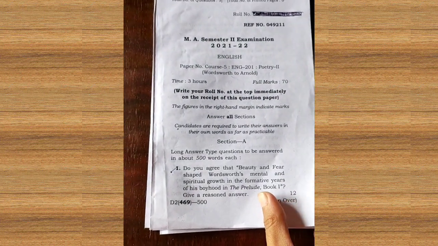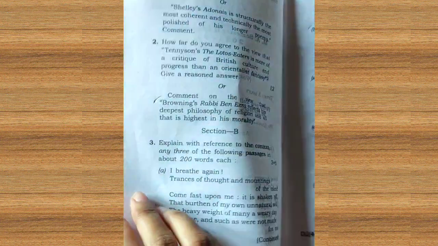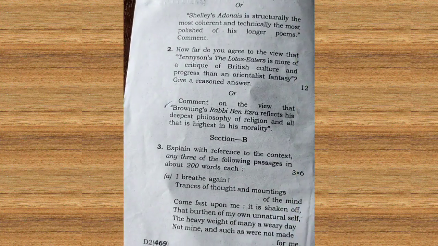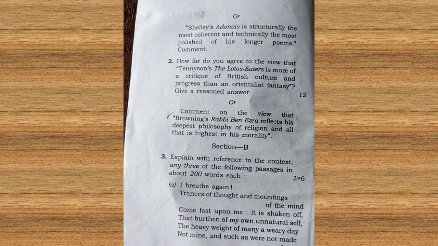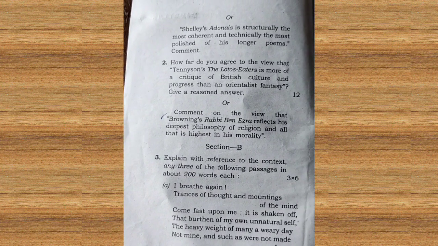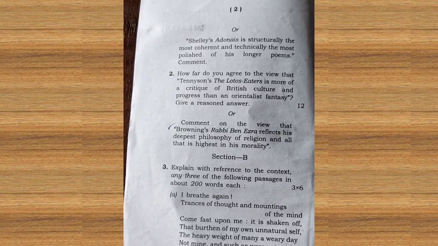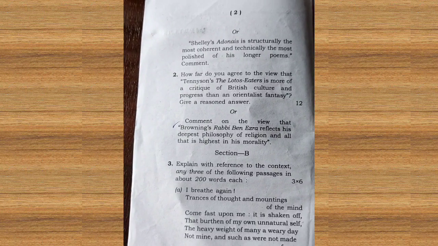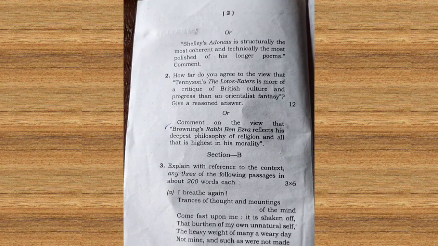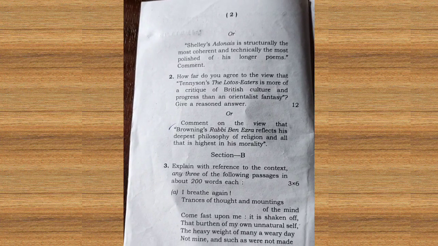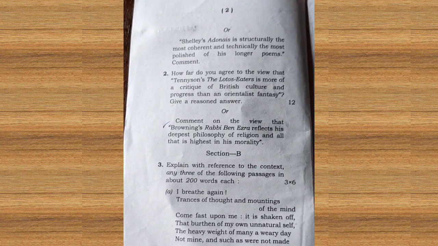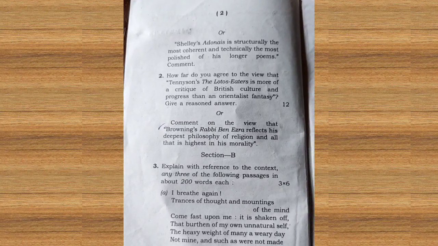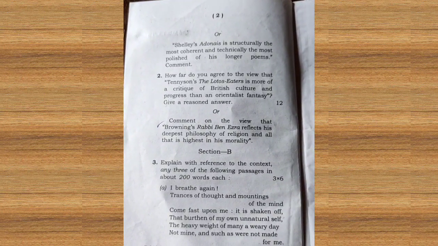So you can see first there is a question from Prelude Book 1, and the or question, question number 1, is from another text. So you can understand that you will have two questions from two separate texts, and you have to choose one question. And then question number 2 is also, you can see, first question is from Lotus Eaters and the second question is from Rabbi Ben Ezra.